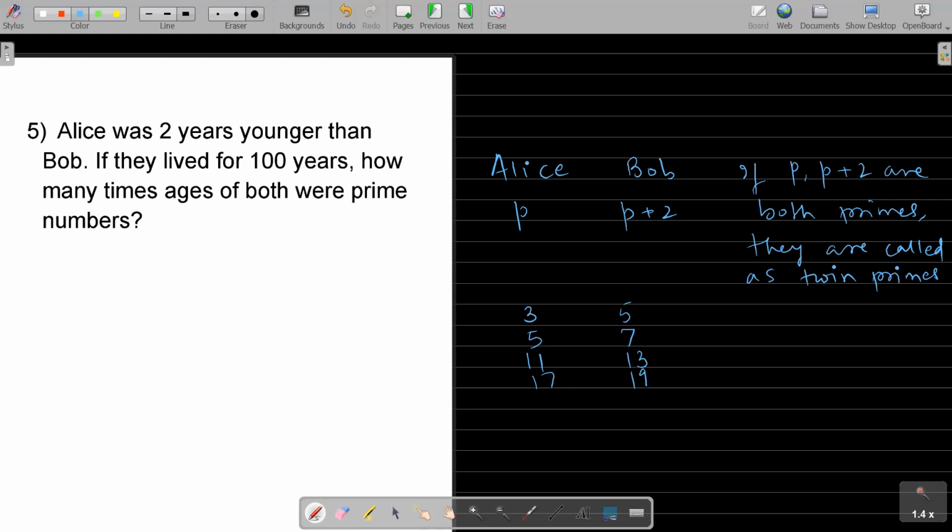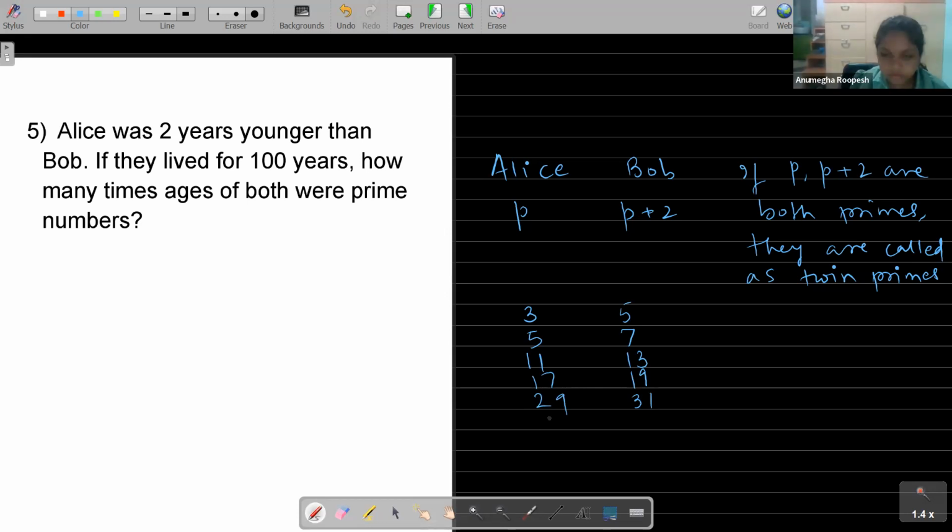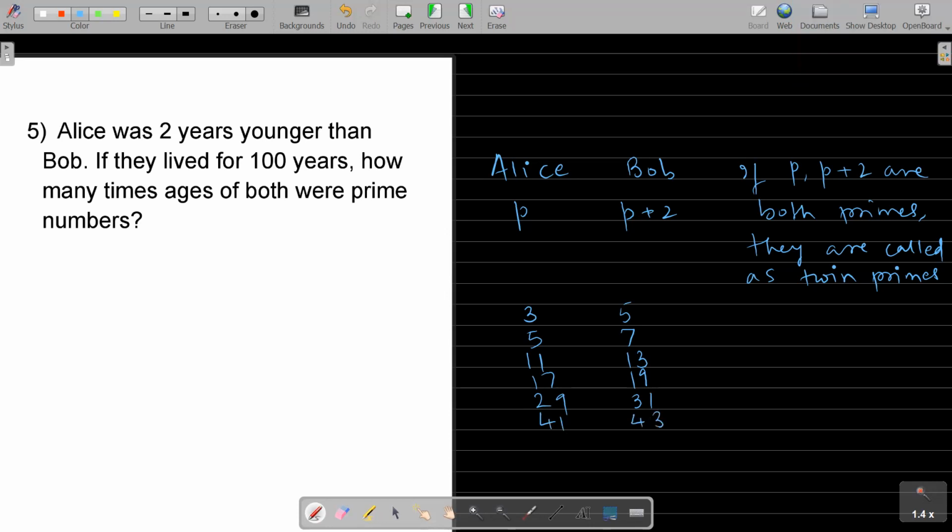Oh, yeah. 41 and 43. 29 and 31. What is next to 17, 19? 29, 31, right? Then 41 and 43. Then 47, 49. 49 is 7 square, so 49 is not prime. Sir, 71 and 73.